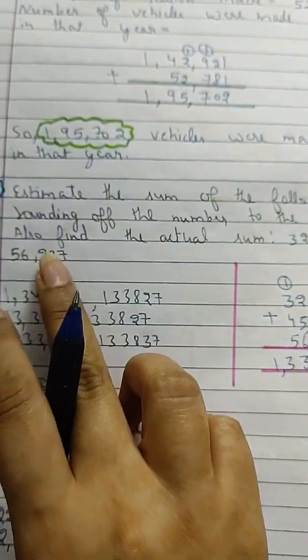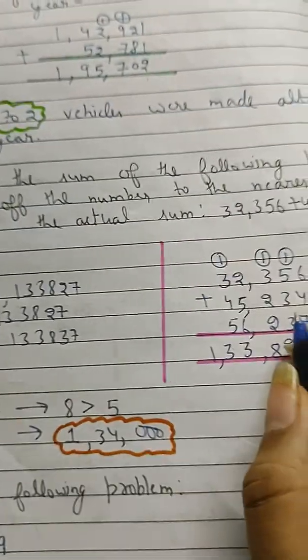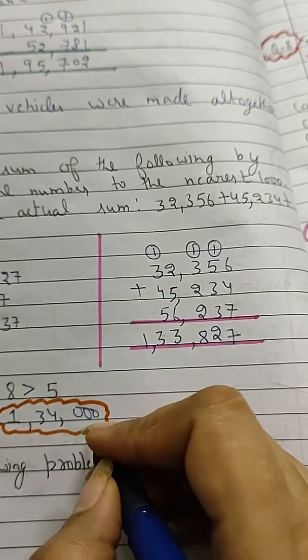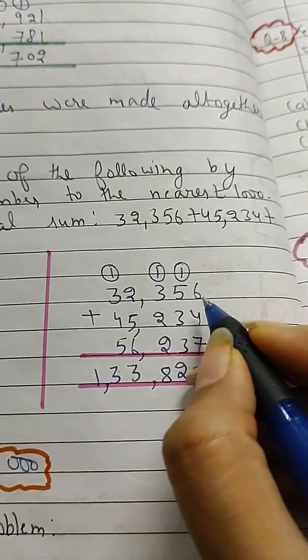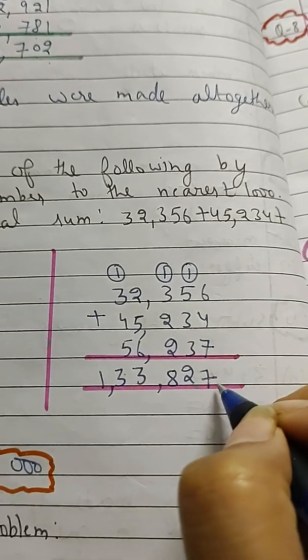Okay, so then also find out the actual sum also. So here we have to find out the actual sum, and then we have to find the round off also. So we are going to add this number first. 6 plus 4 is 10, 10 plus 7 is 17, 7 here, 1 up.